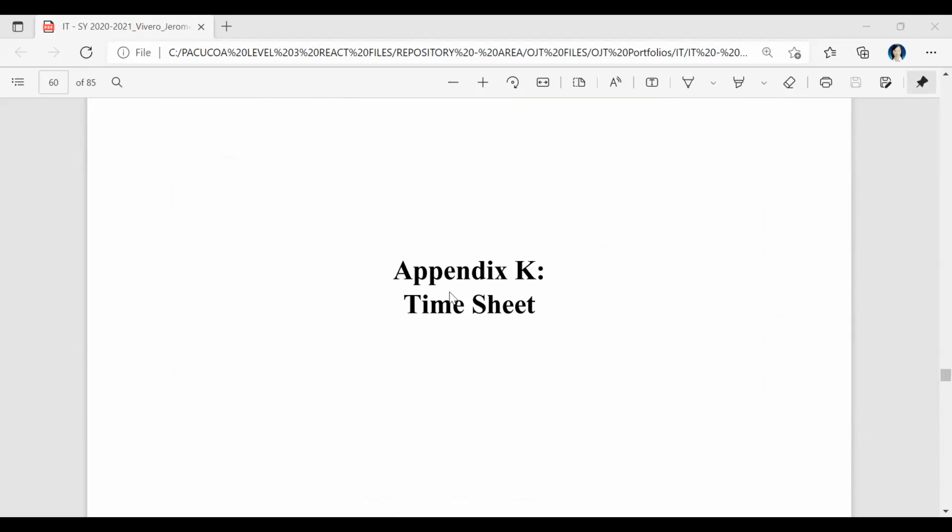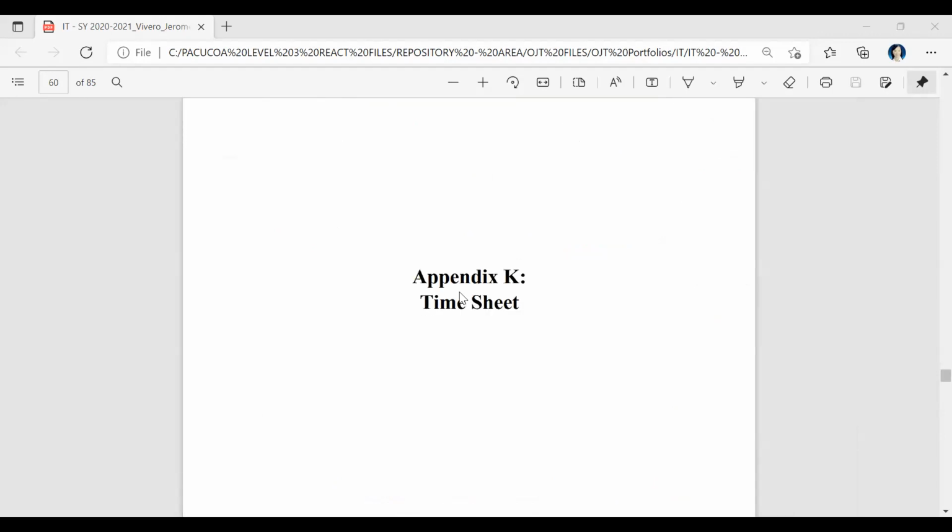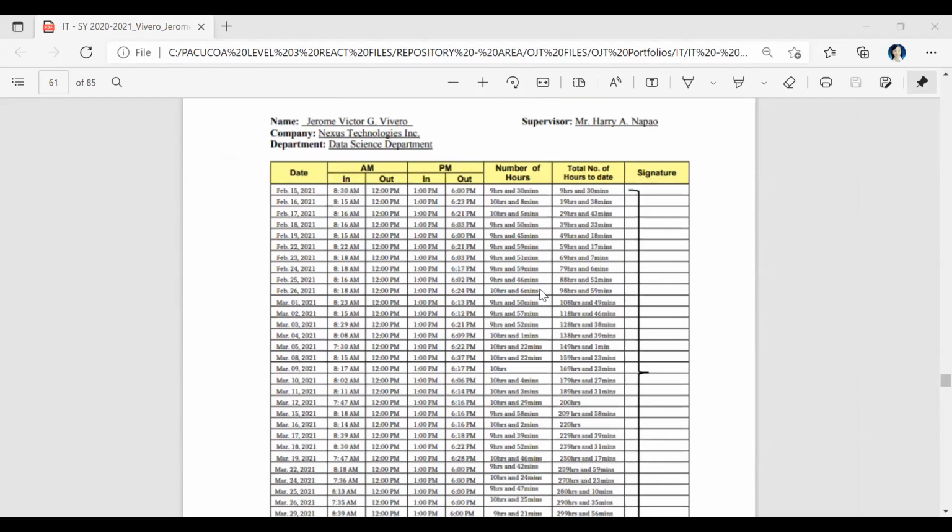Now, for the timesheet, there are some companies who already have their own timesheet, but I suggest that if you do, give to them their required timesheet. But for me, as I mentioned, we have our own template. You have to provide, again, the same data of your attendance. So time in, time out, number of hours.